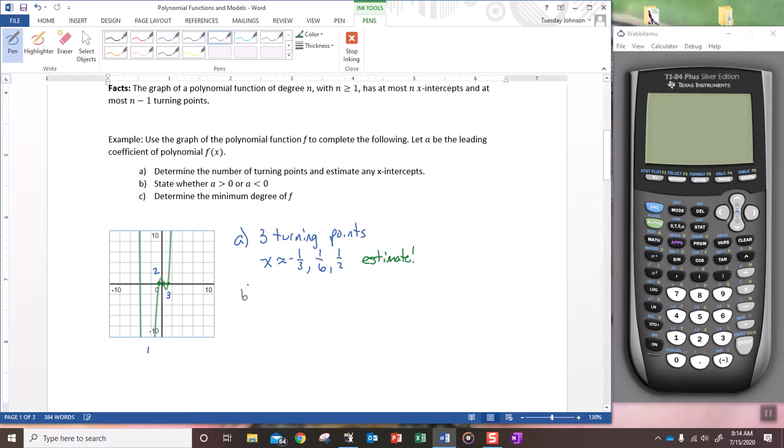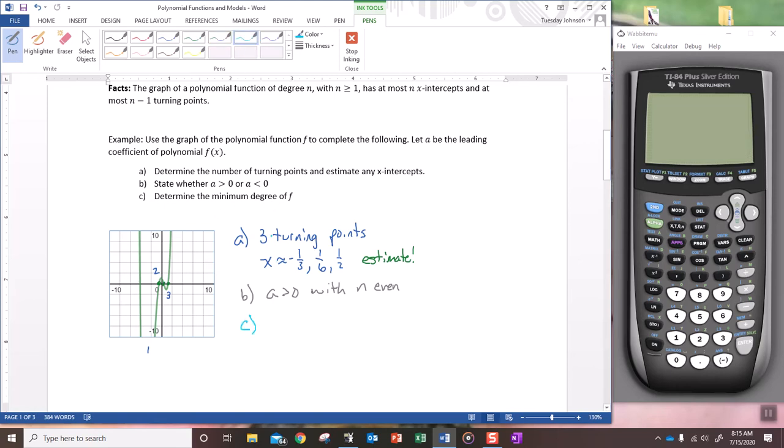All right, part B. Because both ends of the graph finish facing up, I would say that so if both ends finish up, it's even, right? Because it's even, both sides are the same. So A must be positive with n even. All right, we could tell that.